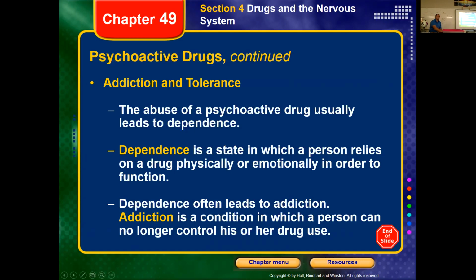So does addiction lead to dependence then, because your body needs it all the time? Yes, and I would say probably vice versa as well, because you continue to use it to be functional, and at some point you may get that addiction where you can't stop.